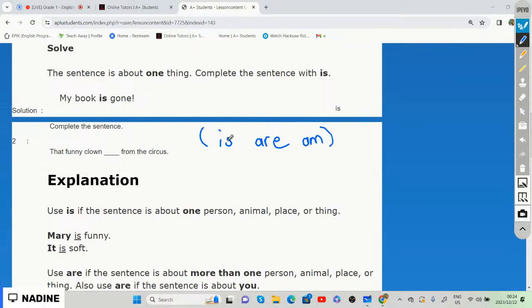All right, so once again, we need to use one of these three. We're either going to use is, are, or am. It says, that funny clown. Do we say that funny clown is from the circus, are from the circus, or am from the circus?